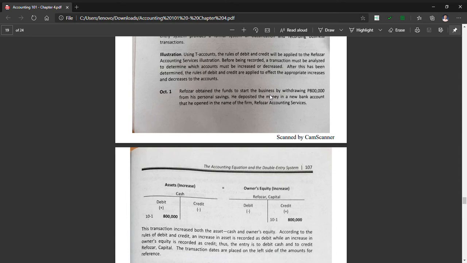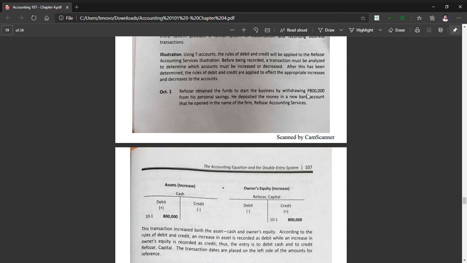Reposer invested 800,000 in his business, right? So take note again that we're only concerned with the transactions affecting the business. Wala tayong pakialam kay Reposer in his personal transactions. We're only concerned with Reposer Accounting Services. Okay, so dahil nag-invest si Reposer sa business, we need to record yung mga increases from the business.